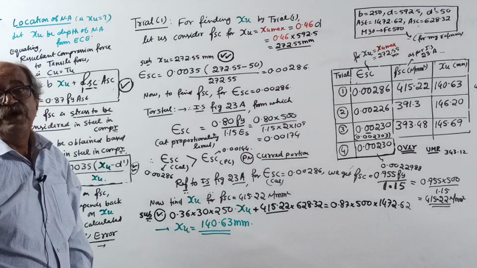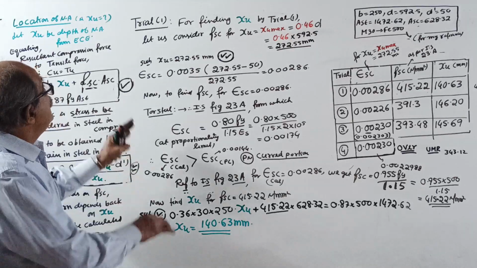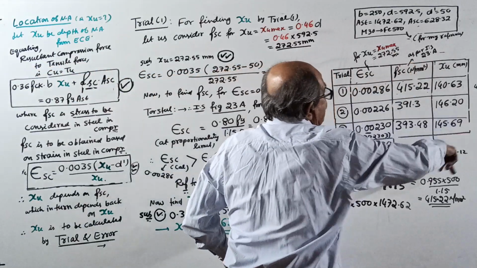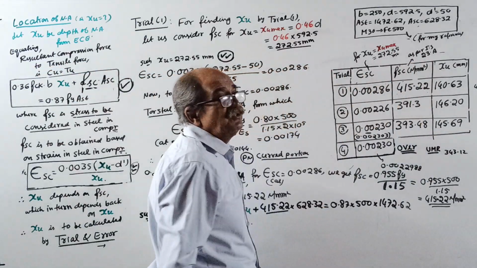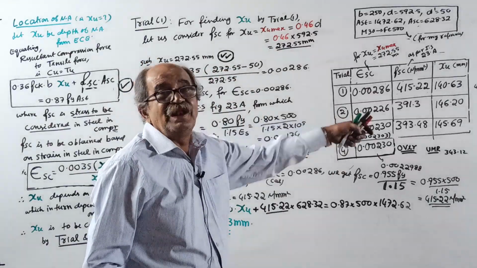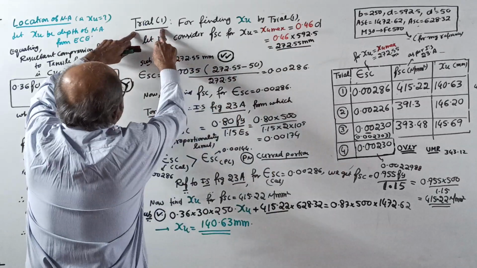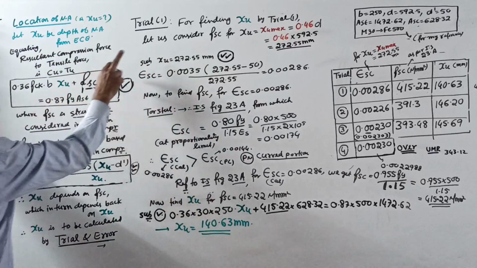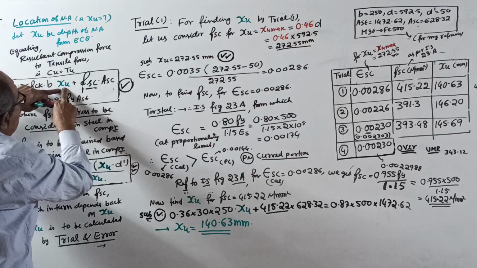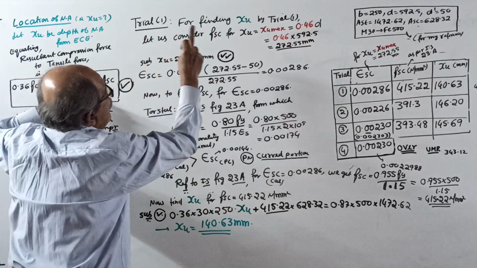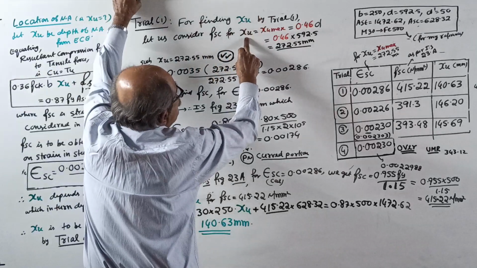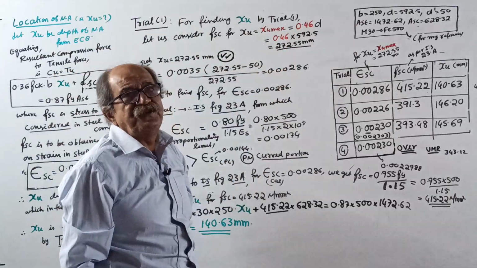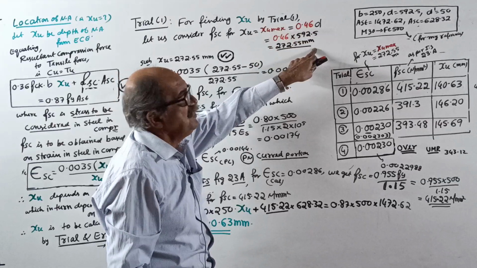Now, for a thorough understanding, as I do the trial and error, somewhere outside you prepare a table and enter the trial and error there, so that it will give you a correct idea. Table. Okay, start. Trial 1. To find xu by trial 1, you require fsc. You find that fsc for xu equal to xu max. You already know xu max by d equals 0.46. So xu equals 0.46 into d.